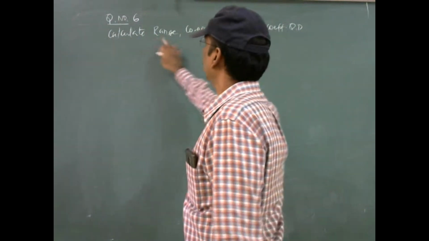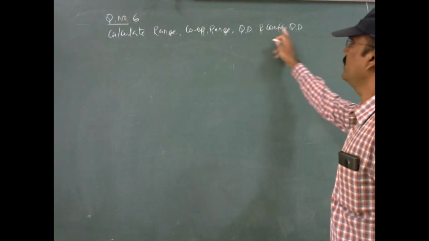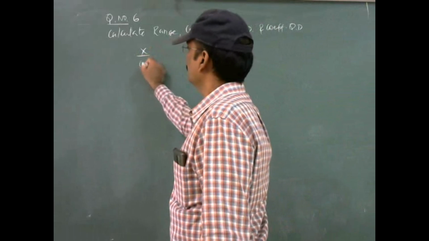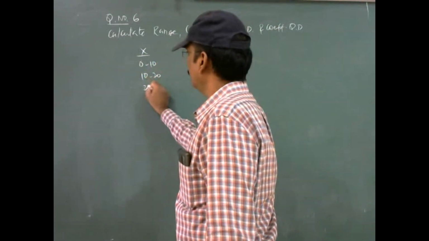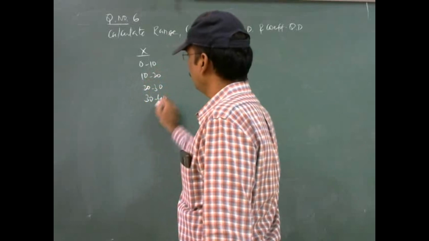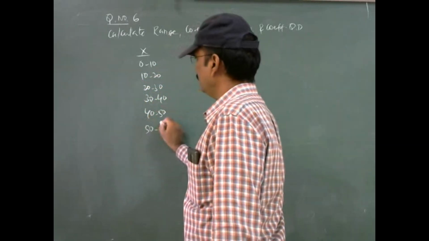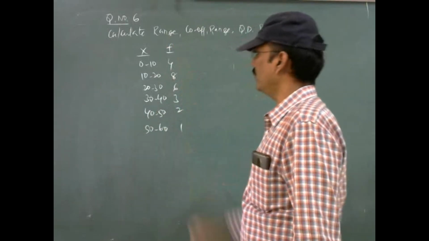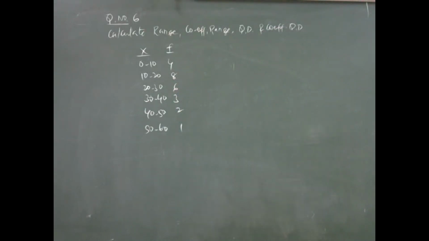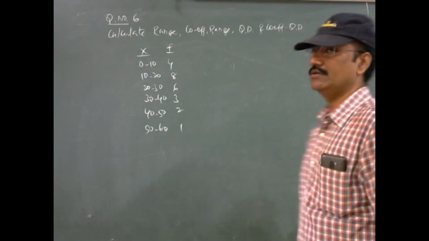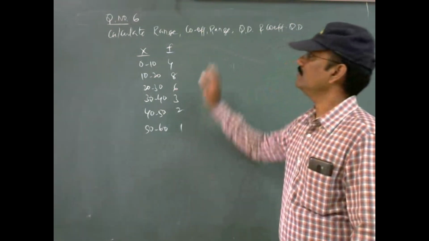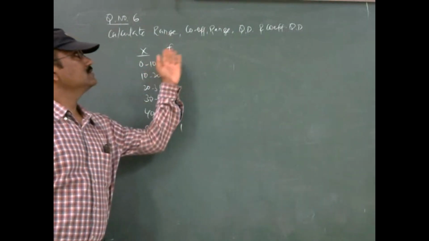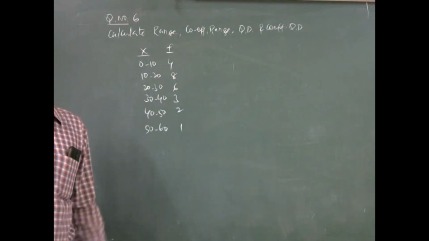The question is like this: calculate range, coefficient of range, quartile deviation and coefficient of quartile deviation. x: 0 to 10, 10 to 20, 20 to 30, 30 to 40, 40 to 50, 50 to 60, and frequency 4, 8, 6, 3, 2, 1. This was question number 6. You solve this question and send the answer to me. This is the one question that I am assigning you all.